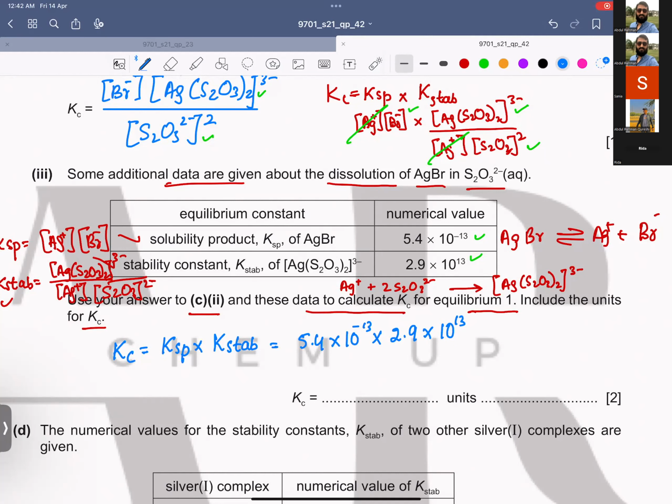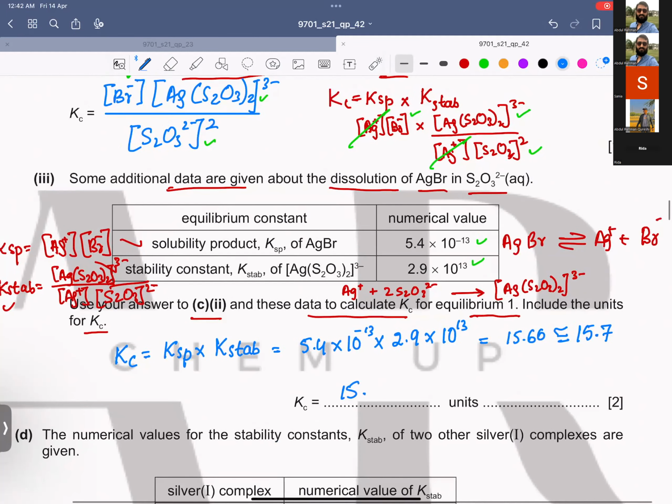15.66. Okay, so I can round it off to three significant figures when I have to write it. It could be 15.7.